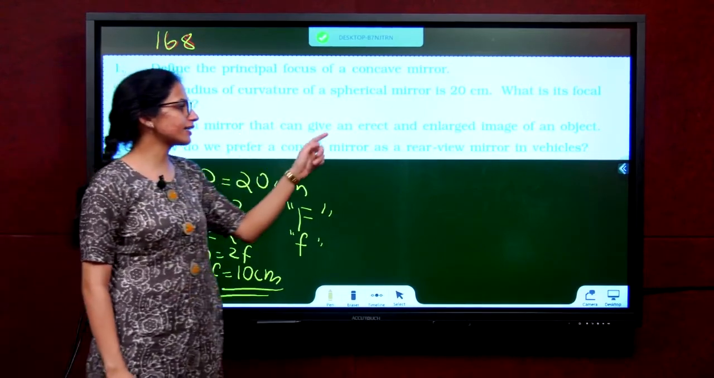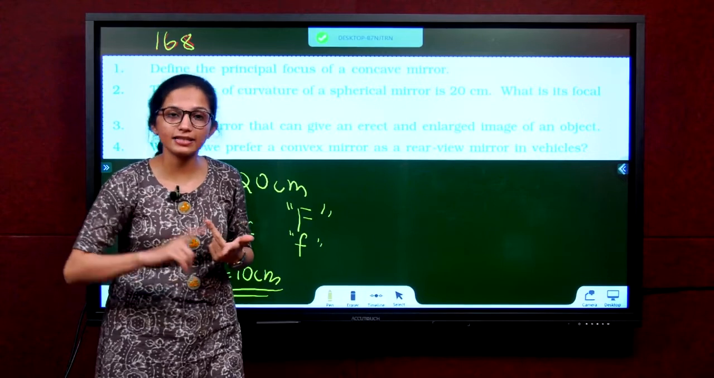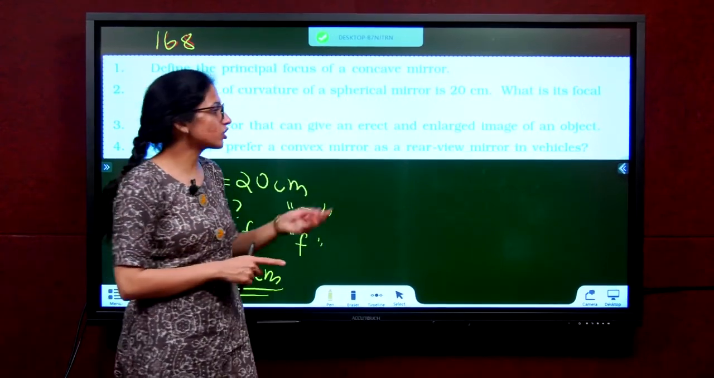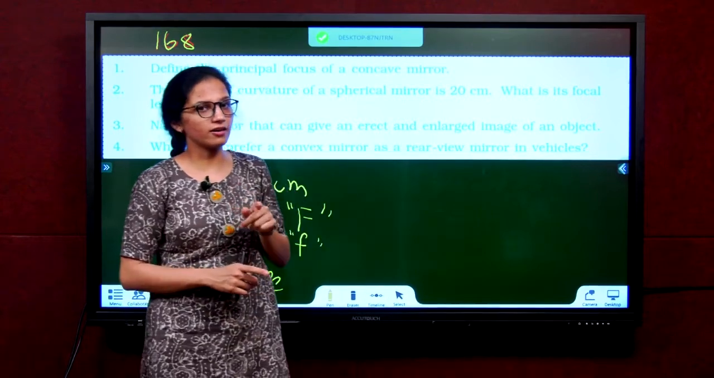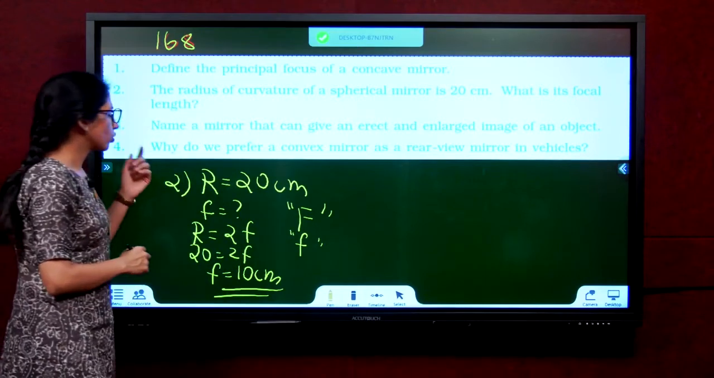Question 3. Name a mirror that can give an erect and enlarged image of an object. Erect and same size, plane mirror. Erect and diminished, convex mirror. Erect and enlarged, which one? Concave mirror, when you keep the object between P and F. We just discussed it.